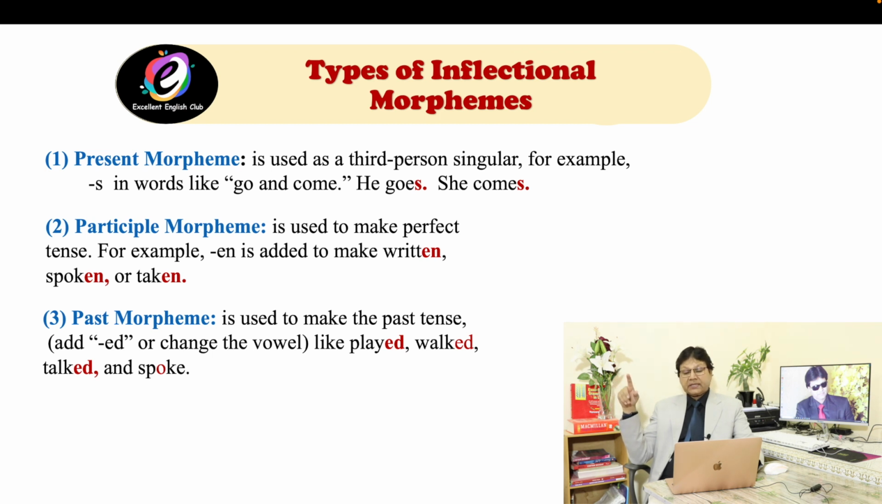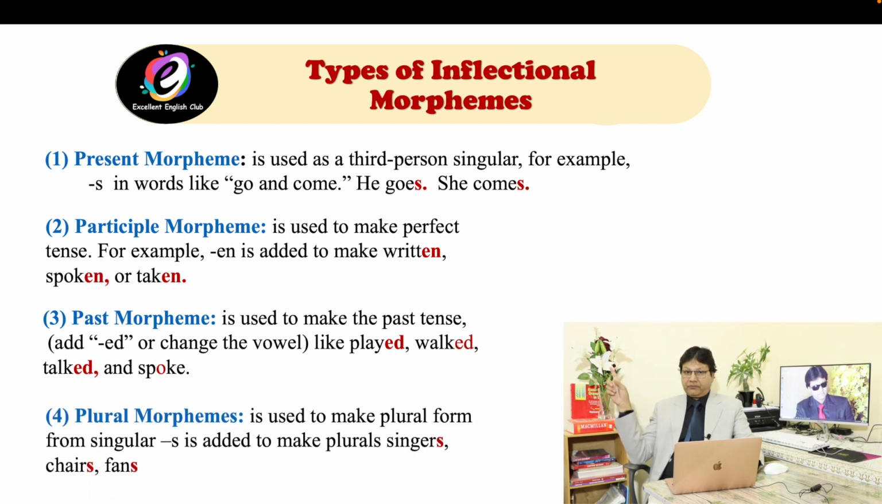Now move to number 3, past. Past morpheme is used to make the past tense: add ed or change a vowel, like played, walked, talked. And when you change a vowel it will come like this: speak, spoke. This is past morpheme. Now move to number 4, plural morphemes. Plural morpheme is used to make plural form from singular. S is added to make plurals, like singer, singers, chair, chairs, fan, fans.